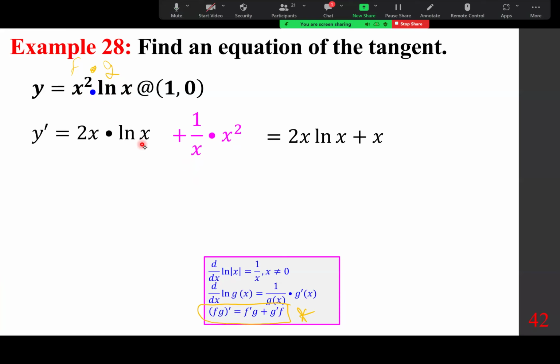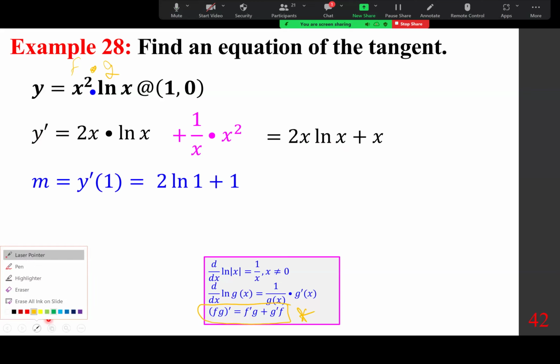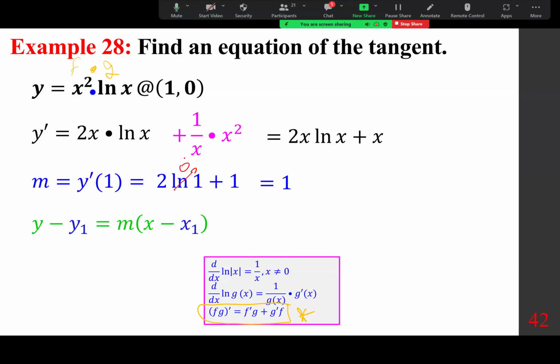The slope of the tangent line at x equals 1 is y prime evaluated at x equals 1. So let's plug in 1. We get 2 times 1 ln 1 plus 1. As you know, ln 1 is 0, so the answer is 1. So y minus y1 equals m times x minus x1. That means y minus 0 is 1 times x minus 1, which means y equals x minus 1.